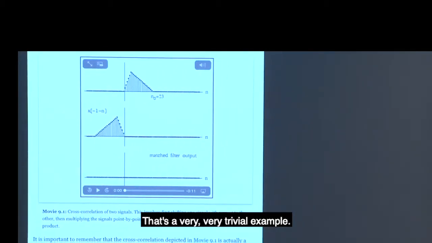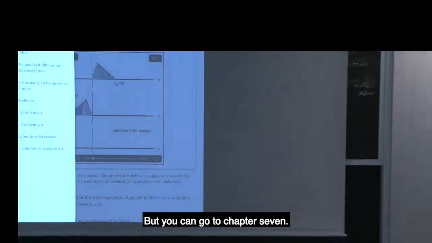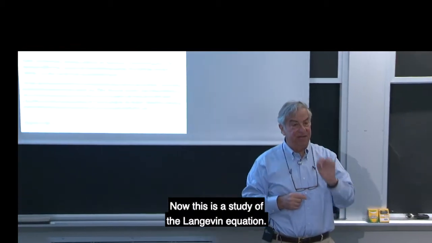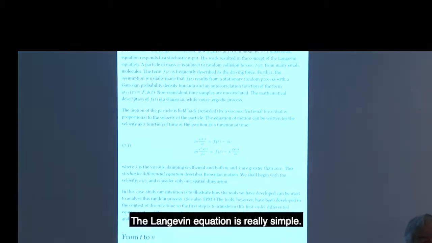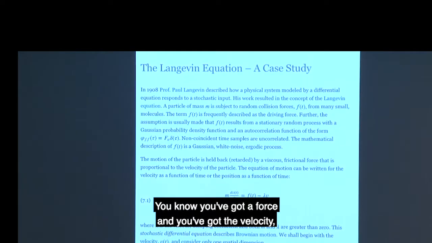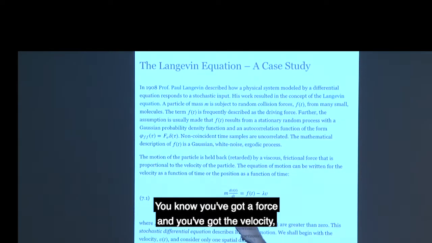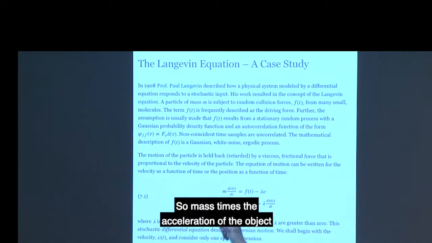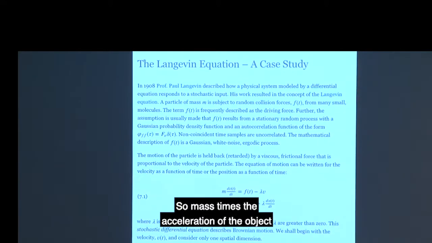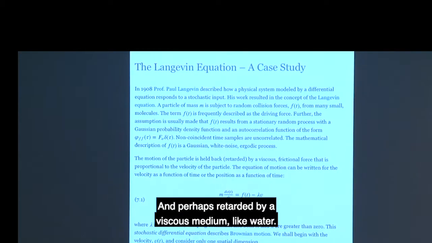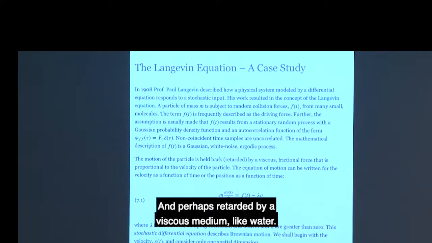That's a very, very trivial example, but you can go to chapter 7. Now, this is a study of the Langevin equation. The Langevin equation is really simple. It's the most simple equation when you're talking about Newtonian mechanics. You know, you've got a force, and you've got the velocity changing as a function of time, so that's the acceleration. So mass times the acceleration of the object changes as it is subjected to force and perhaps retarded by a viscous medium like water.